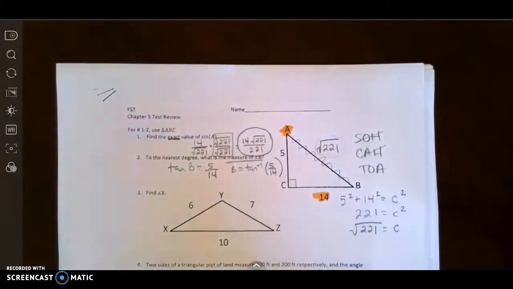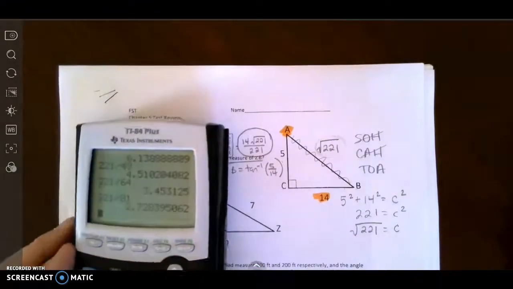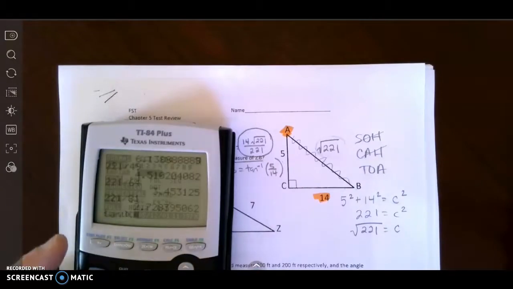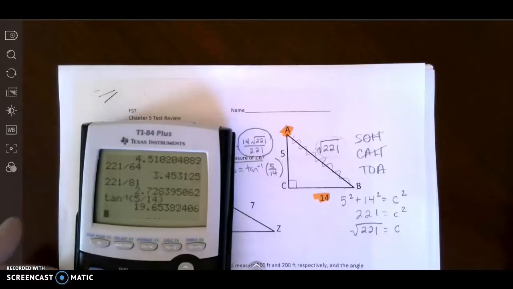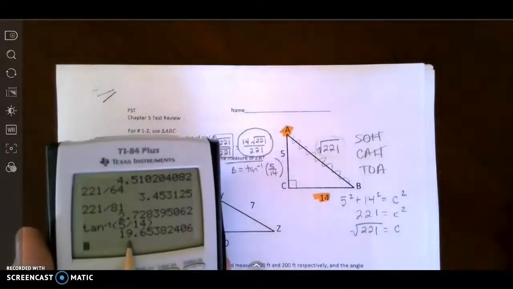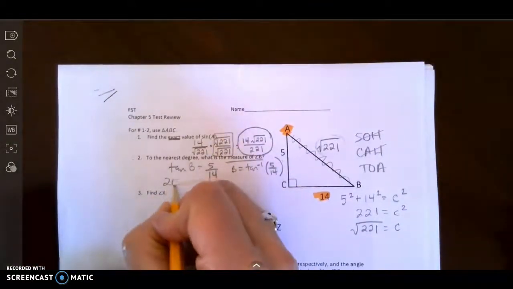I'm going to use my calculator. It says degrees, so I want to make sure my calculator is in degrees. And then I do inverse tangent of 5/14, and I get 19.65. Oh, it says to the nearest degree, so that would be 20 degrees.